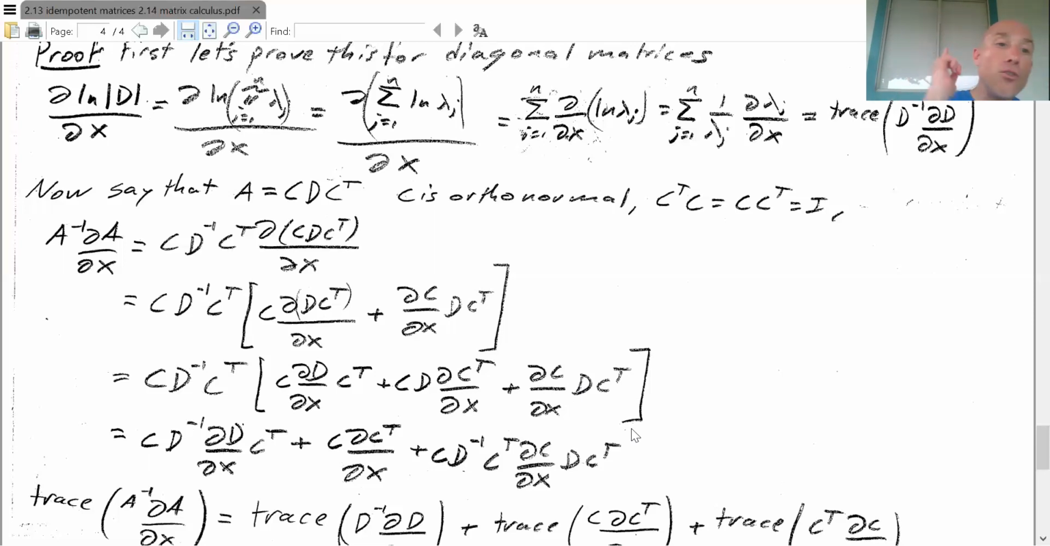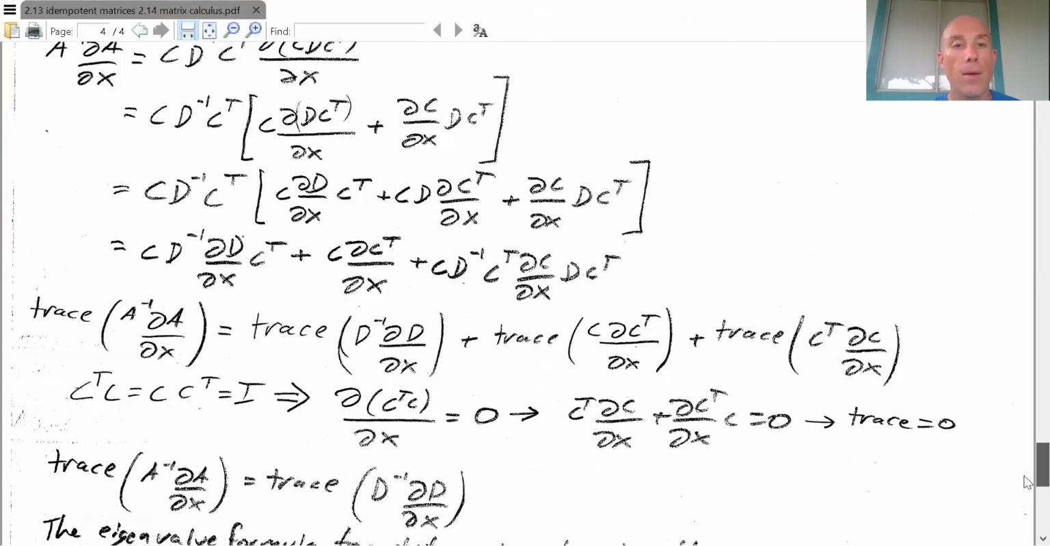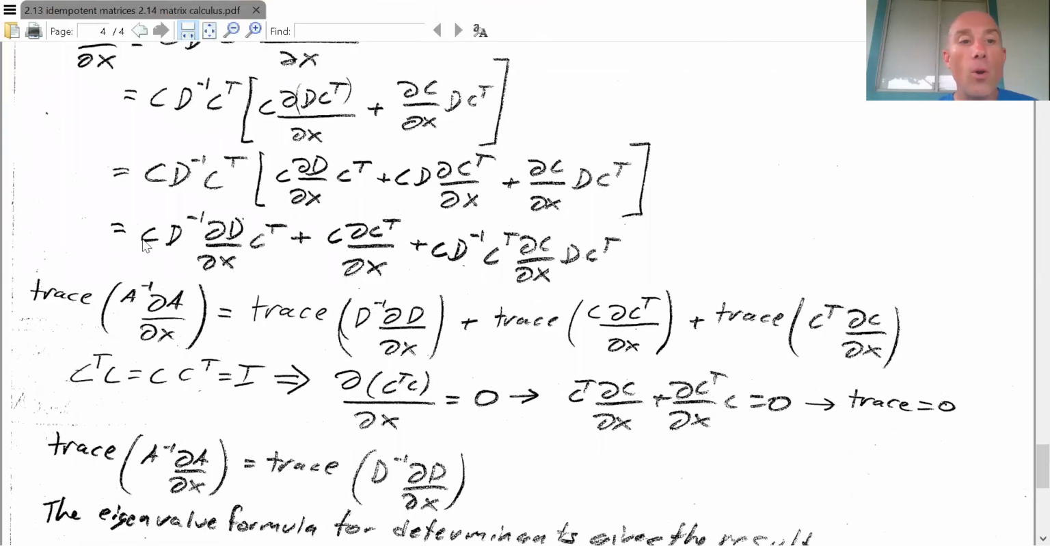Now, I'm going to take the trace. If I remember, with the trace, I can change the order on the inside of the trace. When I change the order, I've got C, C transpose, boom, those cancel. I've got, let's see, what else? I've got C, C transpose, boom, those cancel. All right, so I can see that I'm left with this. I've got this, and I've got that.